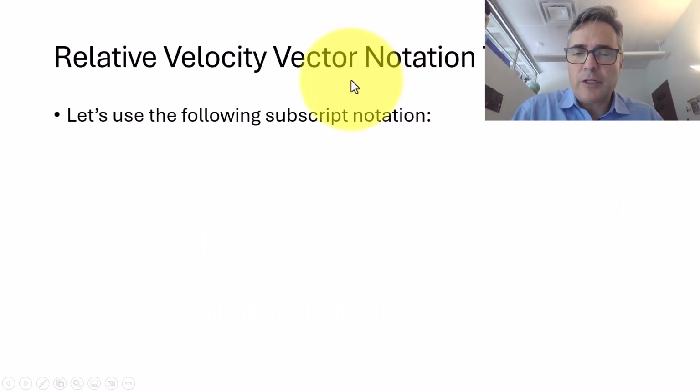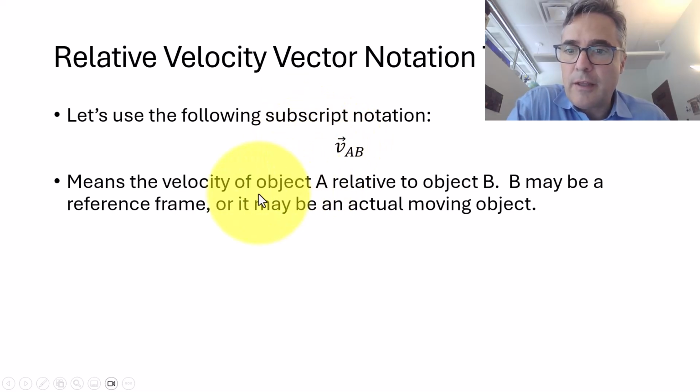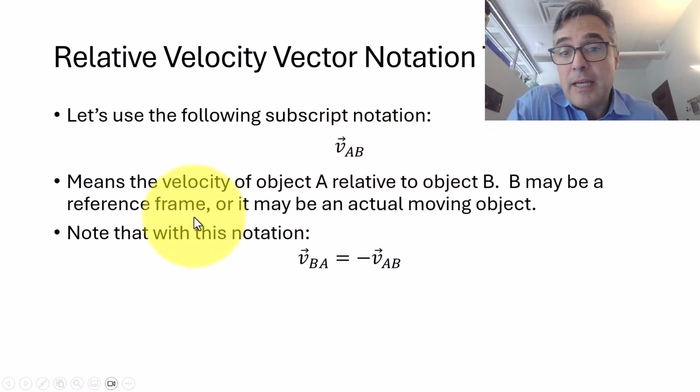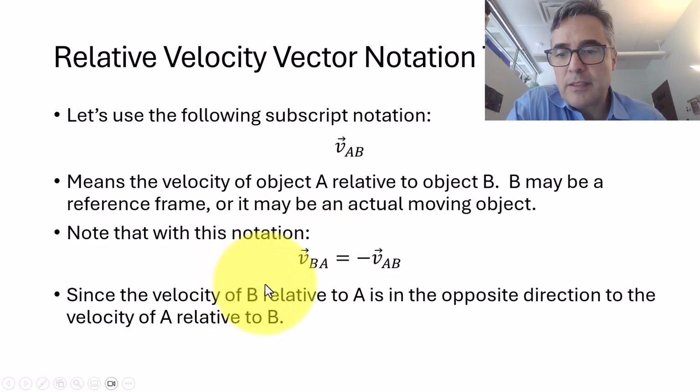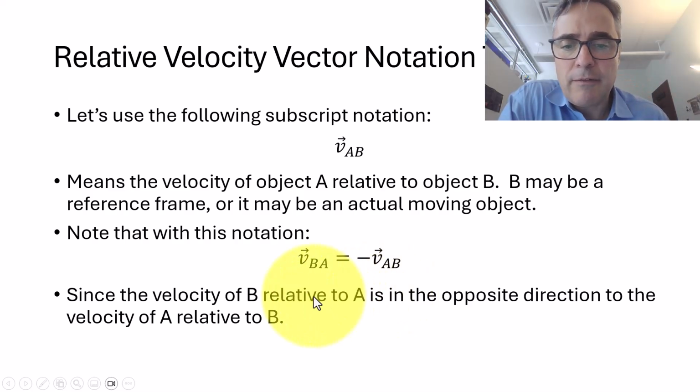Now you can use whatever notation you like, but I like to use the following notation trick for vectors. When I have the velocity of an object A relative to an object B, I like to write it v subscript AB, meaning the velocity of A relative to B. So B might be the reference frame, or it might be an actual moving object. And what's interesting is that the velocity of B relative to A is always the opposite vector of the velocity of A relative to B. So you'd say VBA equals negative VAB.